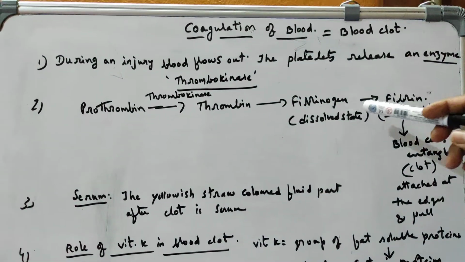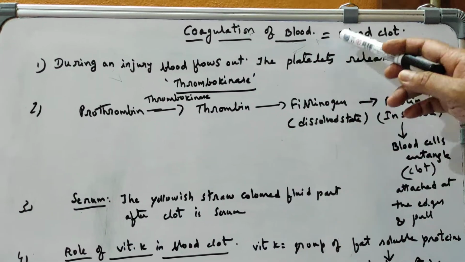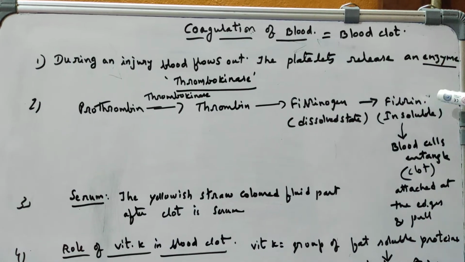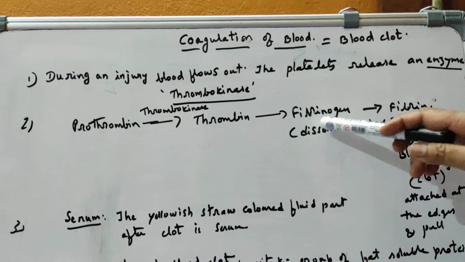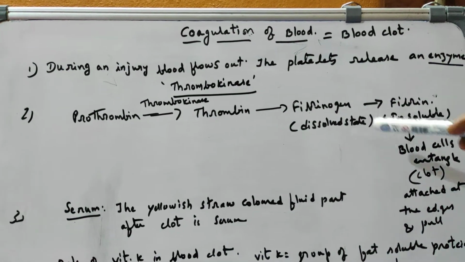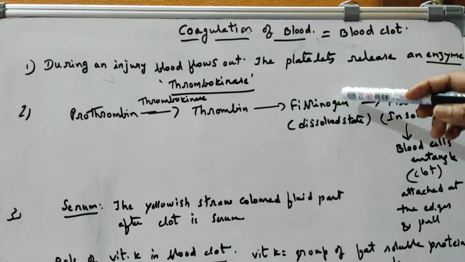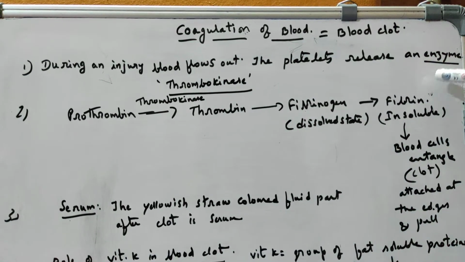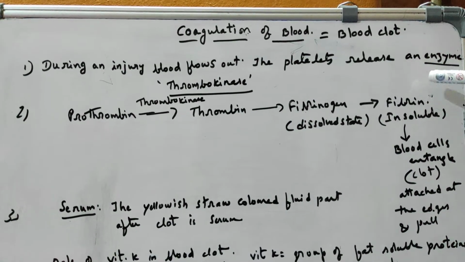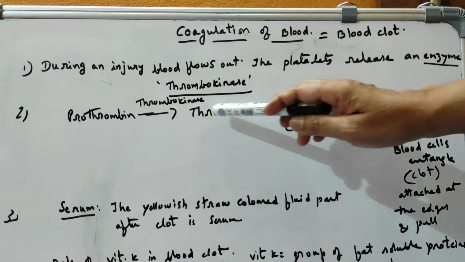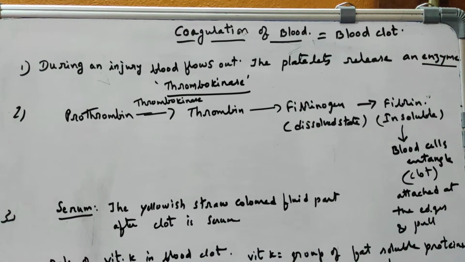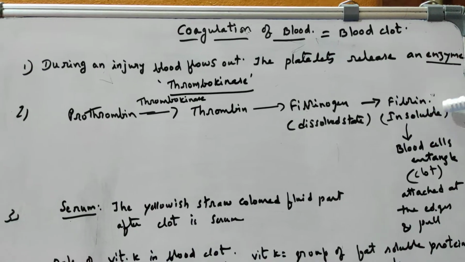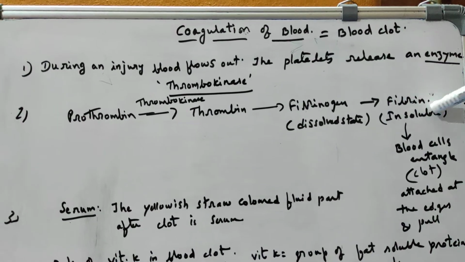And this thrombin will convert fibrinogen into fibrin. Actually, what is fibrinogen? Fibrinogen is in a dissolved state in the blood itself. This dissolved fibrinogen will be converted into fibrin, which is insoluble, with the help of this thrombin. This fibrin is just like a network because it's not soluble in the blood.